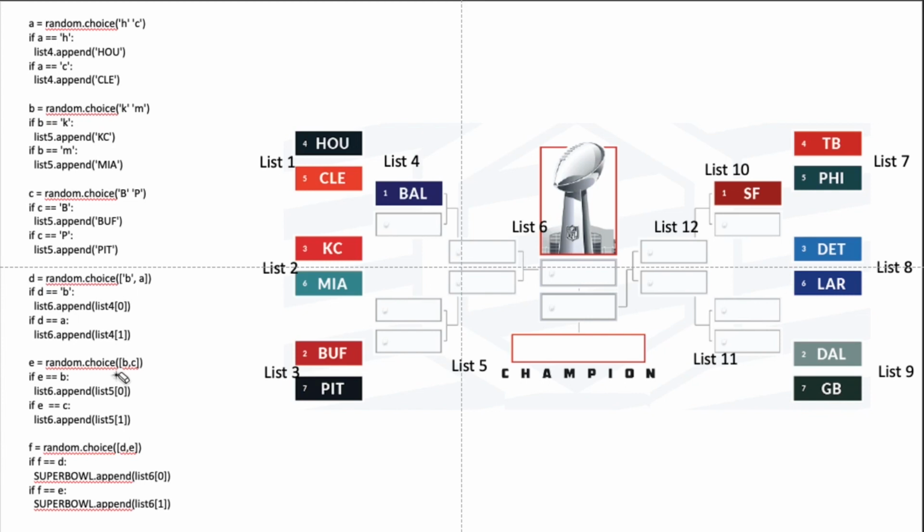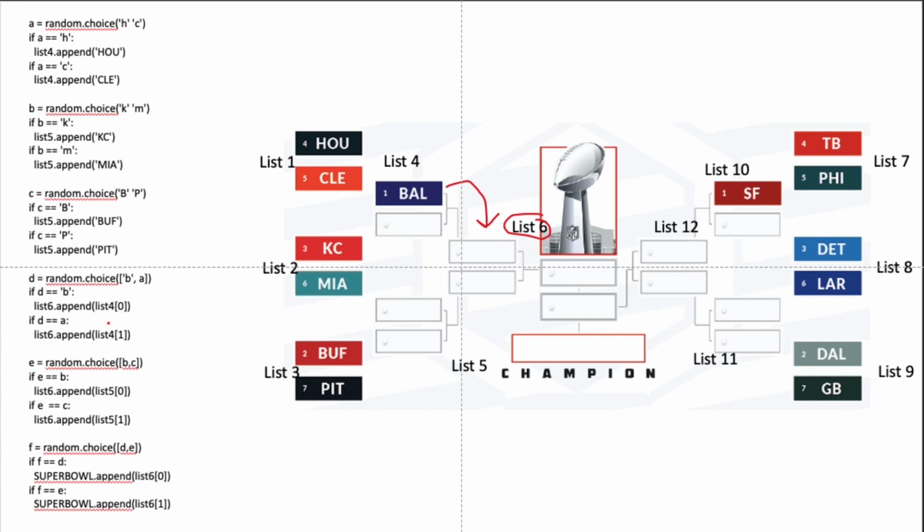And one more thing that I wanted to go over is index numbers. So here you can see, starting from D is list 4. If D is equal to B, which means the Ravens win, list 6 dot append list 4 0. So this is list 6, and if the Ravens win, they're going to come all the way over here. Now, what do you mean by list 4 0?